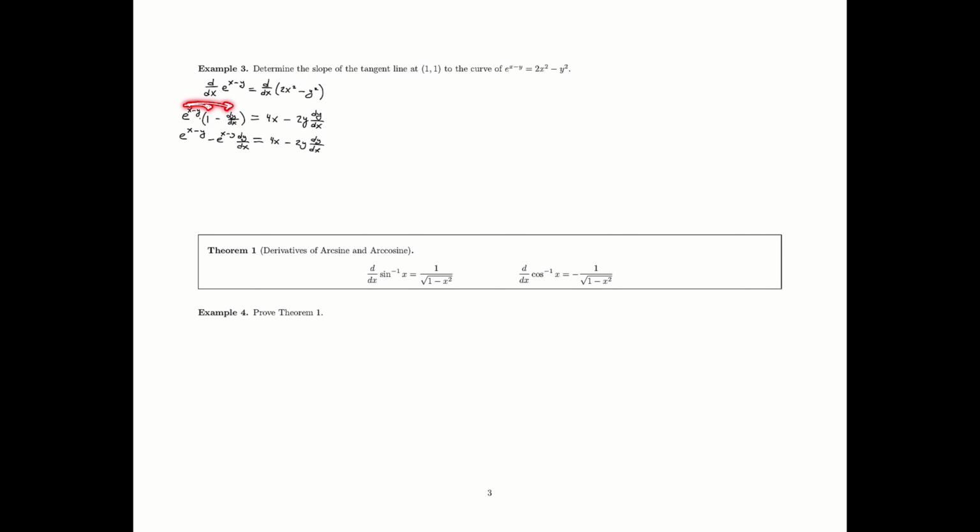If you distribute, you sort of unlock, you tear down these parenthetical walls, and then you are free to move things around. So in this case, we can subtract the lone e to the x minus y to the right-hand side, and we can add the 2y dy/dx to the left-hand side. And then, of course, it's in common now, the dy/dx on the left, so we can factor it out. And then, of course, we can go ahead and divide to solve for dy/dx.